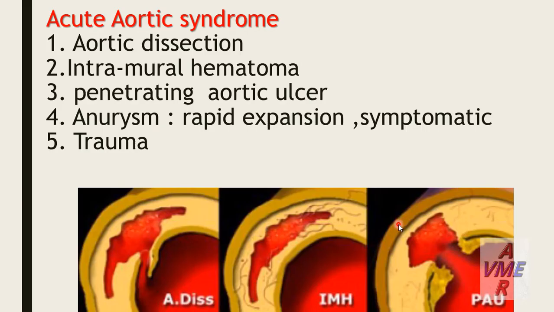Now we are starting. Acute aortic syndrome consists of 5 diseases: aortic dissection, intramural hematoma, penetrating aortic ulcer, rapidly expanding or symptomatic aneurysm, and trauma. This is a picture of an aortic dissection, a picture of an intramural hematoma, and a picture of a penetrating aortic ulcer.